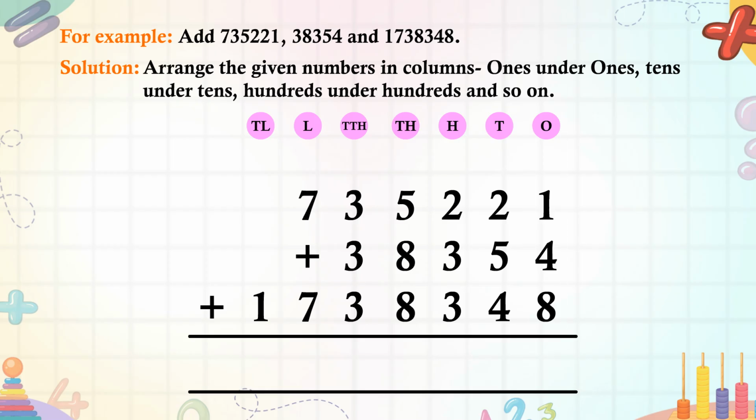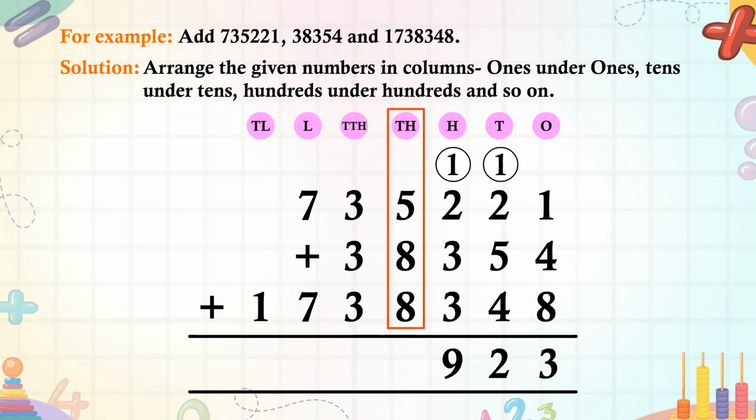First add the ones. 1 plus 4 plus 8 is equal to 13. Write 3 under ones column and carry 1 to the next column. Next add the tens. 1 carried over plus 2 plus 5 plus 4 is equal to 12. Write 2 under tens column and carry 1 to the next column. Next add the hundreds. 1 carried over plus 2 plus 3 is equal to 9. Write 9 under hundreds column.